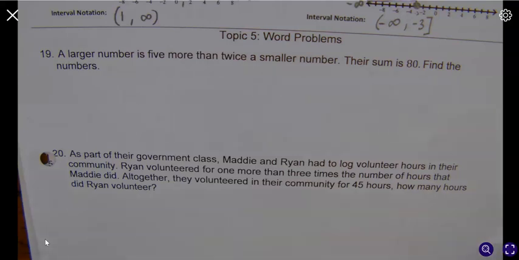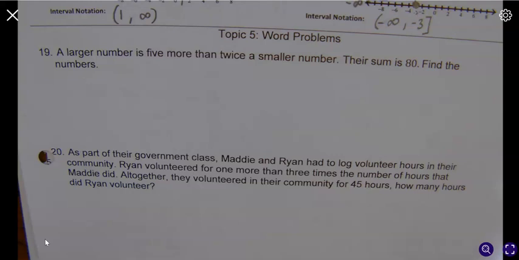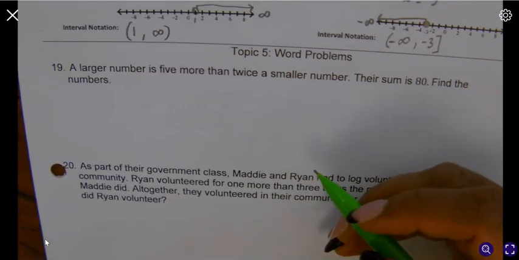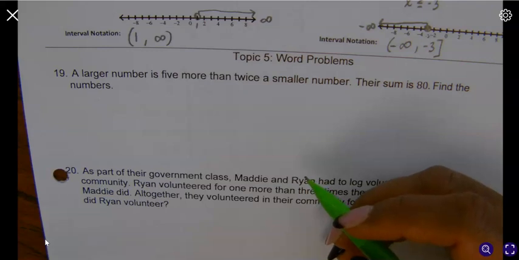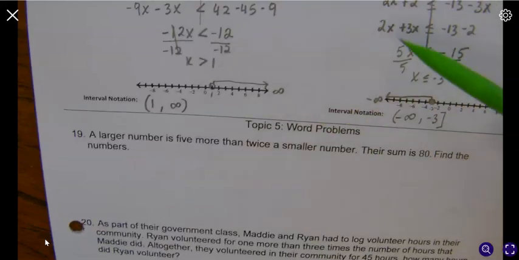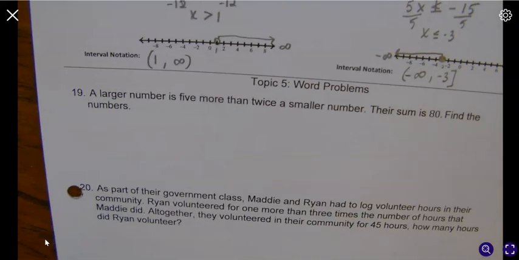Topic 5, last topic, word problems. Save the best for last, right? Alright guys, so when we do word problems, since we just practiced so much of solving and everything, we're going to turn the word problem into an equation and then we're going to solve.